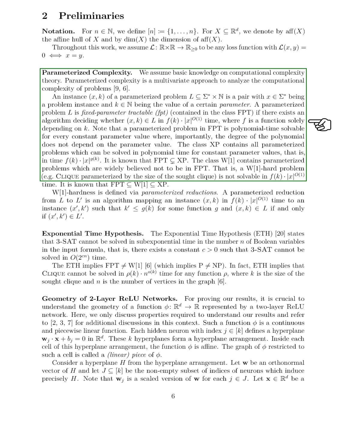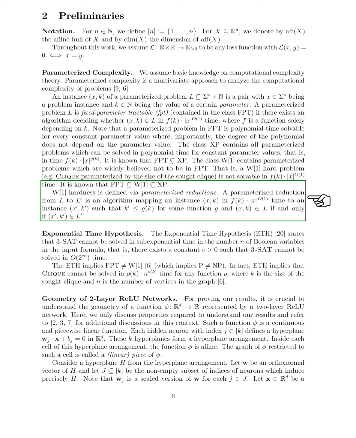W1 hardness is defined via parameterized reductions. A parameterized reduction is an algorithm that maps a problem instance and a certain parameter value to another problem instance and parameter value in a time that is a function of the parameter value times the size of the problem instance to a constant power. The new parameter value is less than or equal to a function of the original parameter value, and the problem instance and parameter value are in the problem if and only if the new problem instance and parameter value are in the problem.